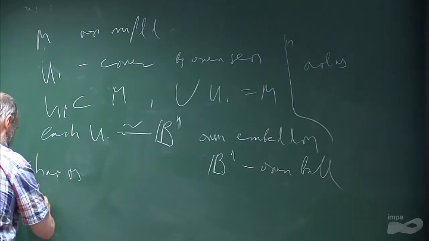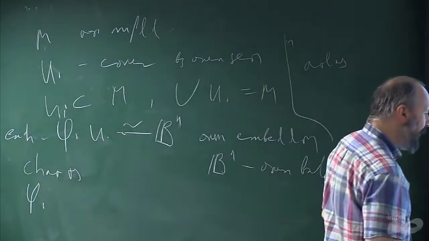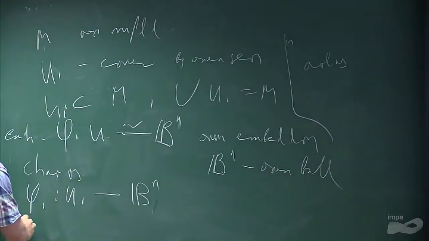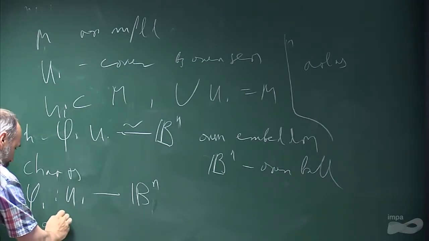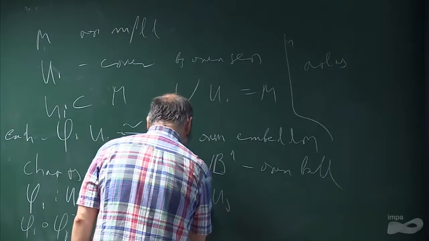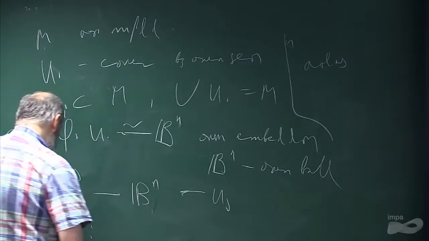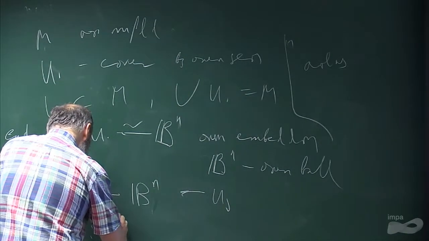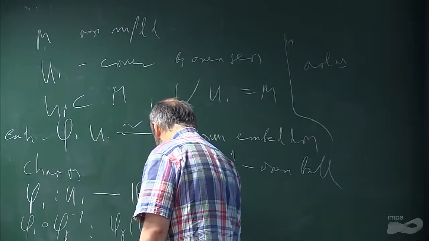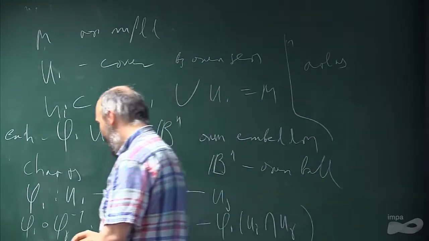So you have the map phi_i. Let's call this phi_i, from U_i to the ball. Then you have a map phi_i composed with phi_j inverse. Well, you have two: U_i goes to an open ball and U_j goes to an open ball. Of course, you can compare them only on the intersection subset. So it's a map from phi_j of U_i intersected with U_j to phi_i of U_i intersected with U_j. So these are transition maps.